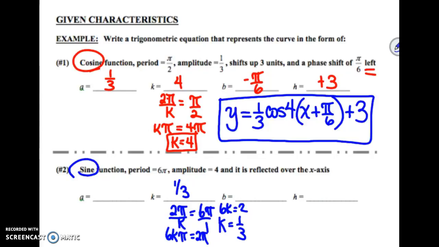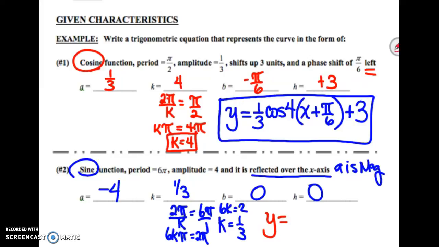Our amplitude is 4. That's our A value. And it is reflected over the x-axis. Okay, that tells us that A is negative. So then I need to make that a -4 for my A value. I don't have a B or an H, so those are just zeros. So my equation is going to be y equals, my A value is -4. My graph is a sine. My k value is 1/3 times x. I don't have a B or an H, so that's it, and that's all.